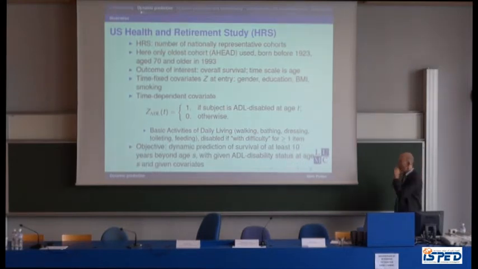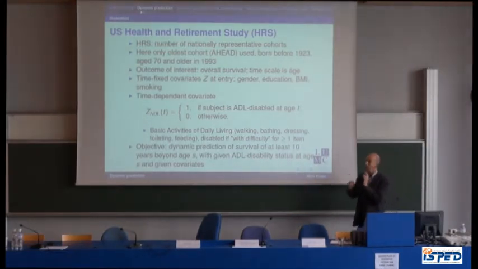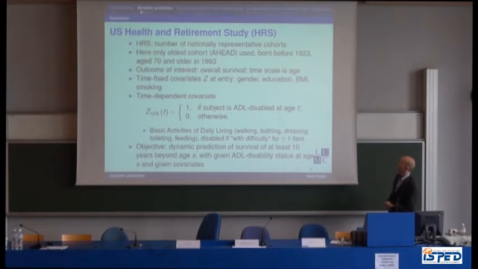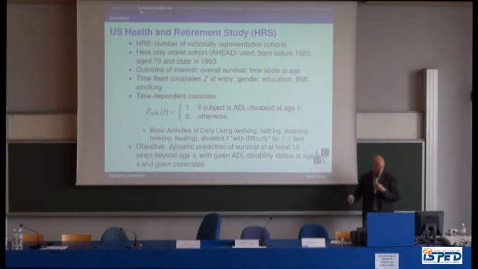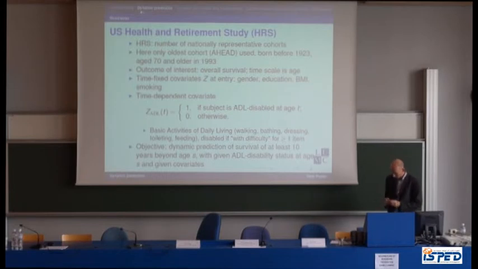And the objective is dynamic prediction of survival of at least 10 years beyond a certain age. Thomas made a nice distinction. You have 2 time scales. You have the time point at which you do your prediction. The time point at which I do the prediction is a certain age.